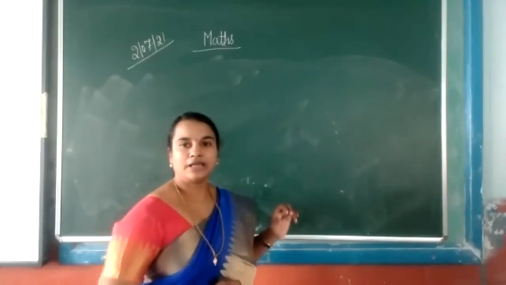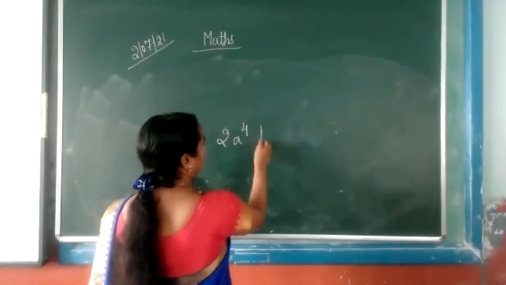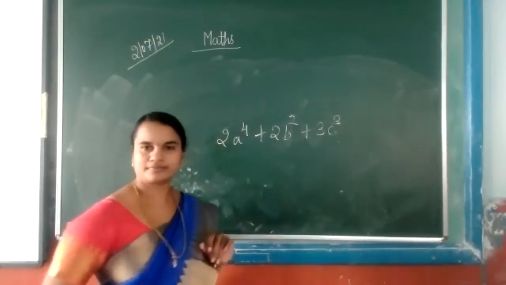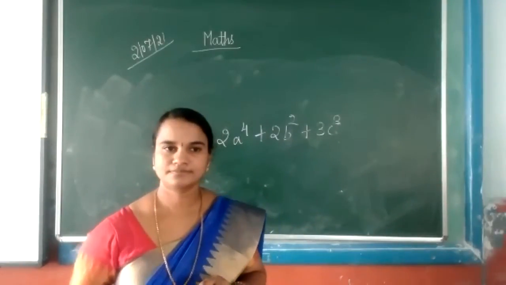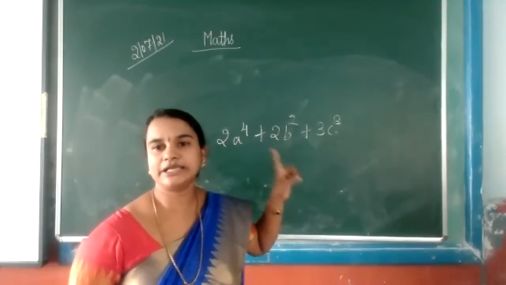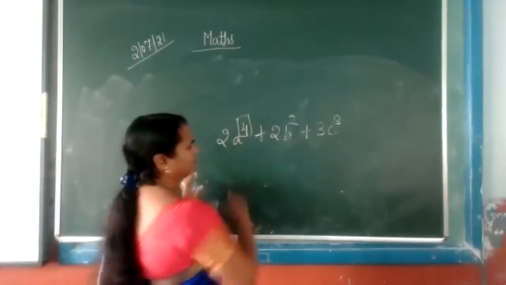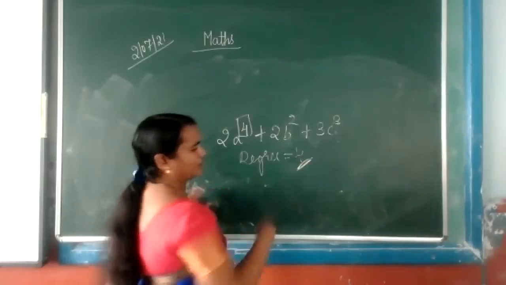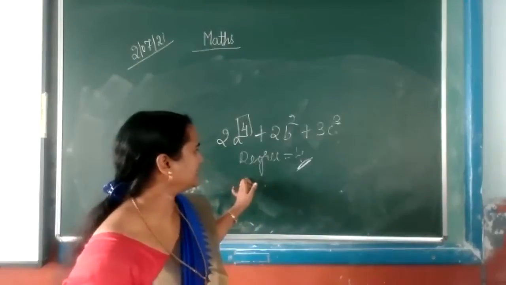Okay. Now, how will we find the degree? Now it is given 2a power 4 plus 2b power 2 plus 3c power 3. So what is the degree of this polynomial? Yes, Manya, 4. The highest power is the degree of the terms. Clear? Here the highest power is 4. So 4 is the degree. Understood? Like this we are finding the degree.